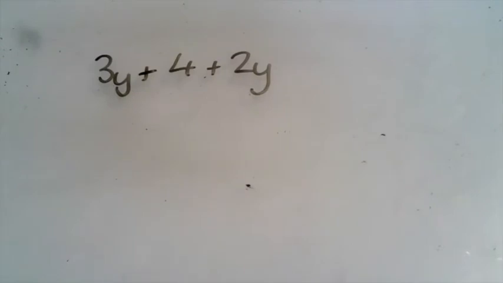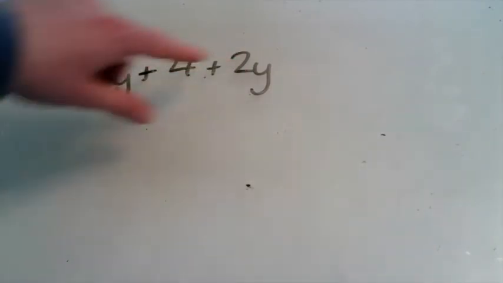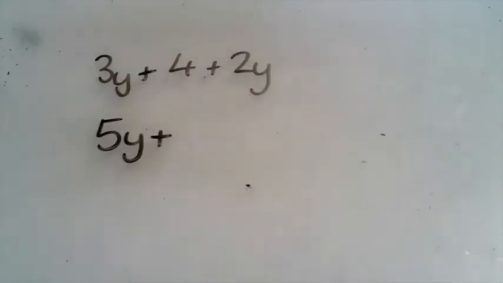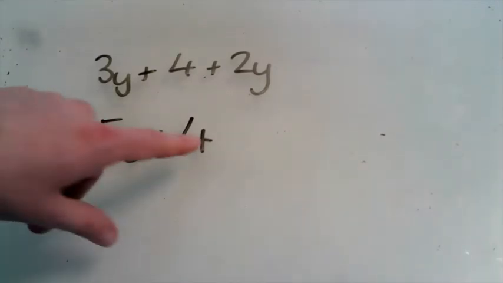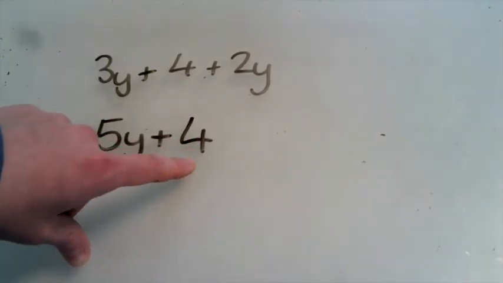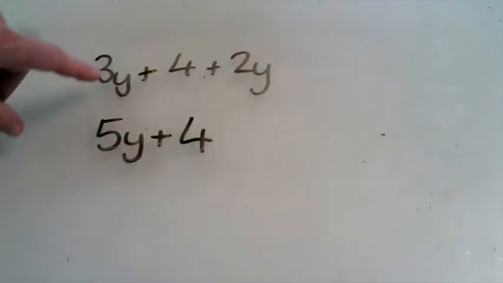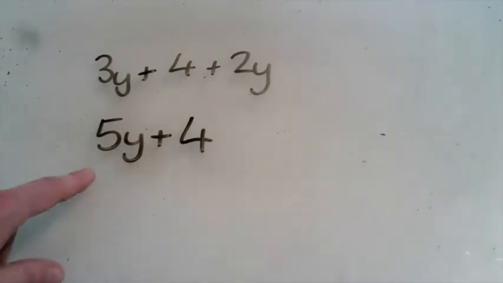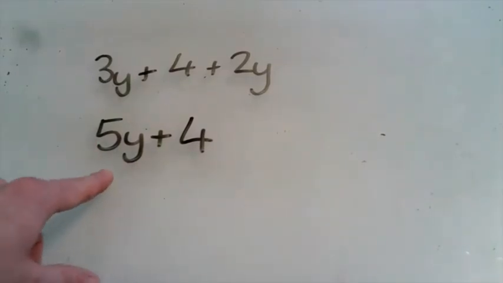So y could be a number of Smarties. So because these both have y, we could add those two together first to give us 5y add 4. Because 4 doesn't have y at the end, so we can't add those in. But we can go 3y add 2y, which will give us 5y. Now 5y actually means 5 times y. Because if you remember back to the first video, mathematicians don't want to write times, so they put them together.